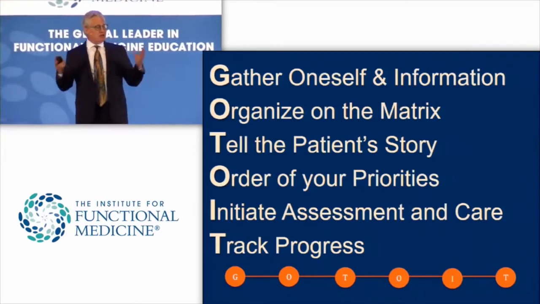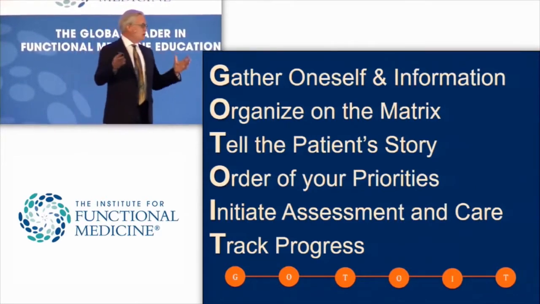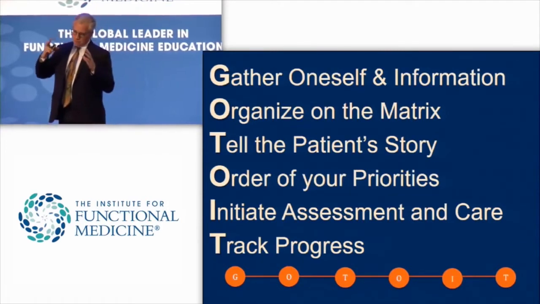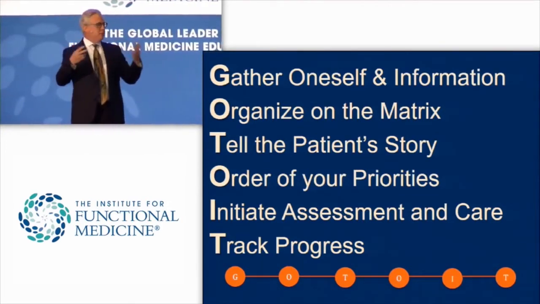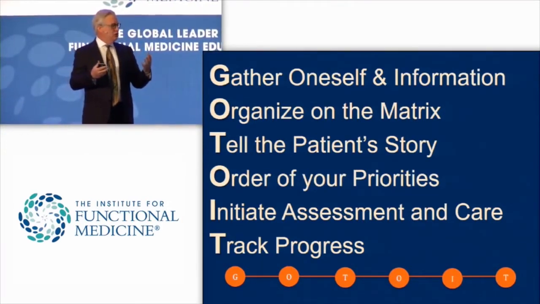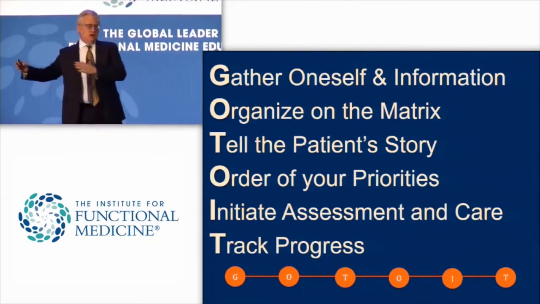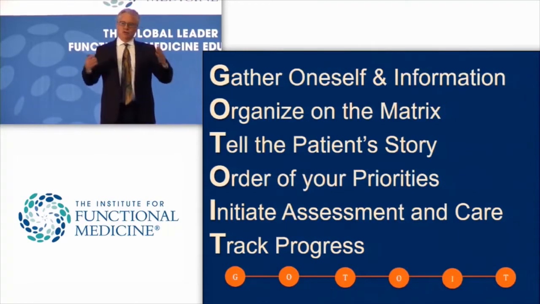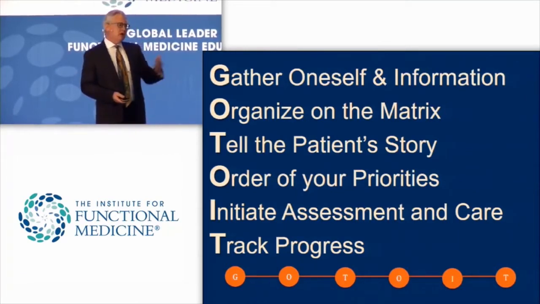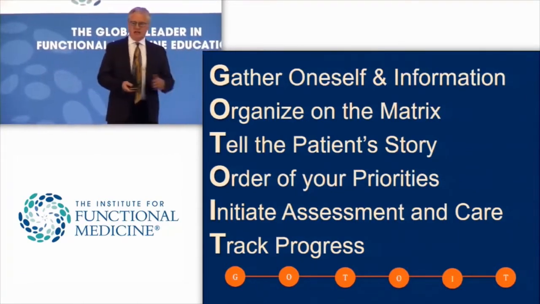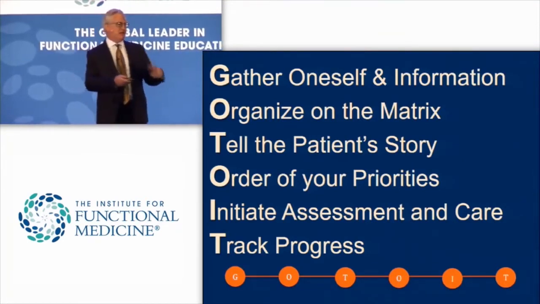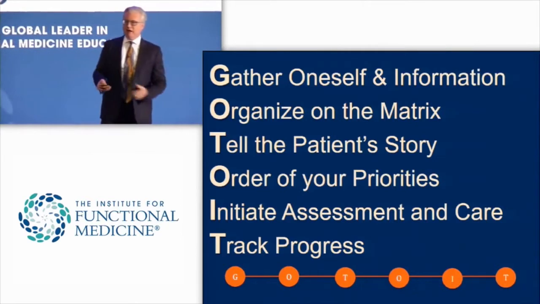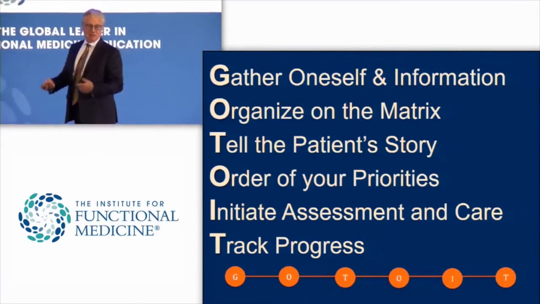And we take that information and we organize it into what we call the matrix. And the matrix is going to allow us to see where's that imbalance going on for that individual. We're going to look at a timeline of the course of their illness in the course of their lives so that we can begin to see what are the predisposing factors, the antecedents. What are the precipitating factors or the triggers that tipped them over? What are the perpetuating factors or the mediators that keep things going on?